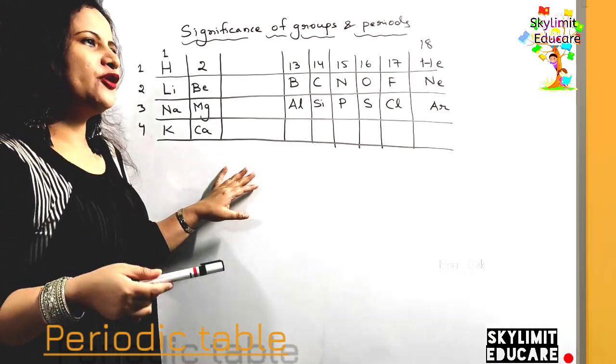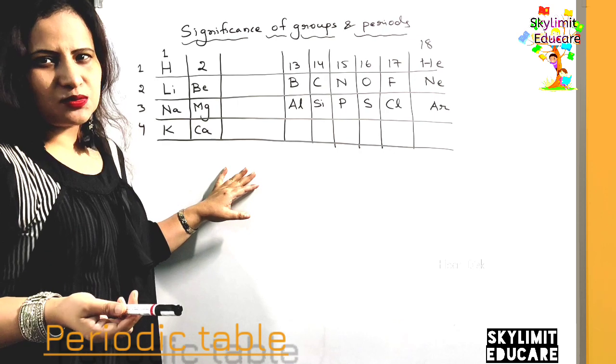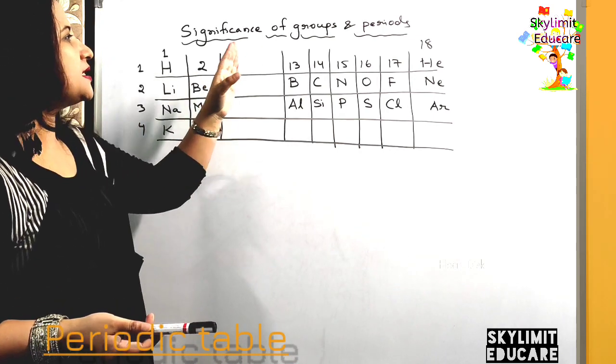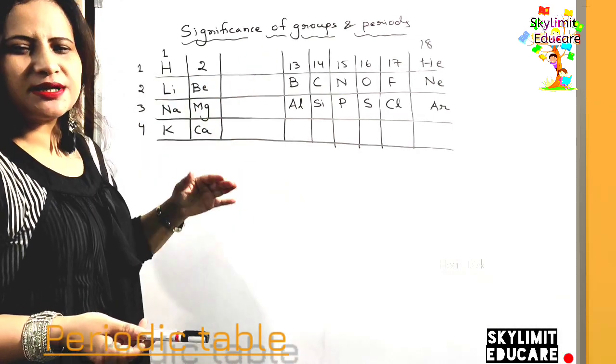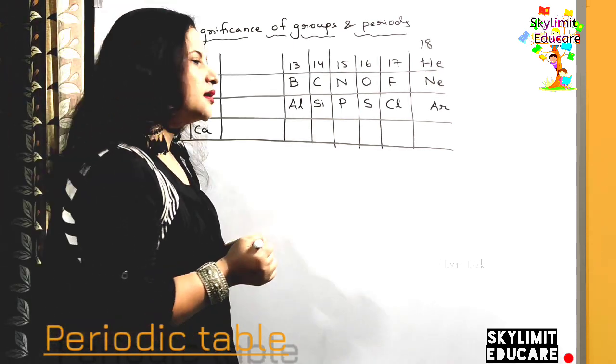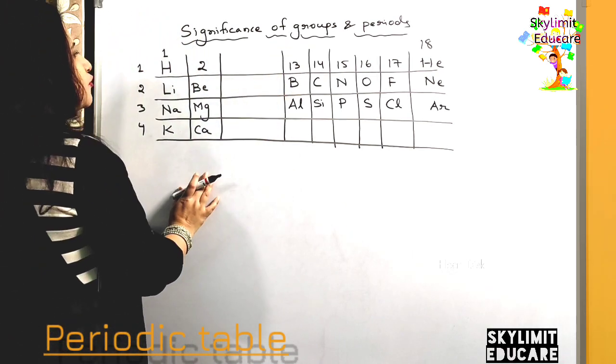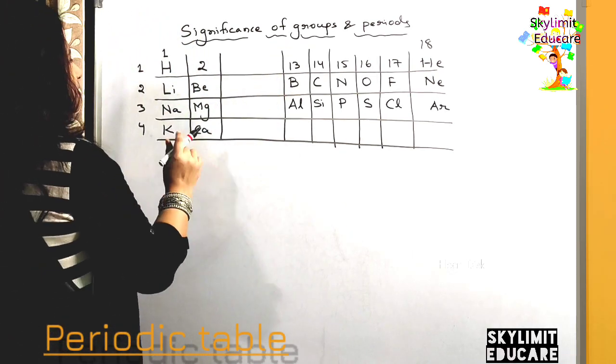So now students, let us discuss the significance of groups and periods, okay? The variation in the periodic properties we will also discuss, but in the next class. Today I'm just going to explain the significance of groups and periods. So let us take the groups first, right? What is the significance of groups and periods, or how are they useful to us?